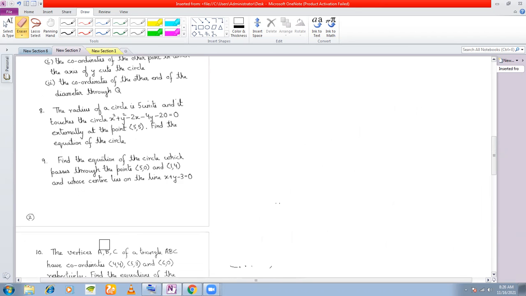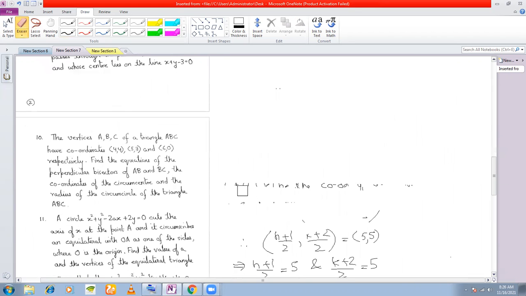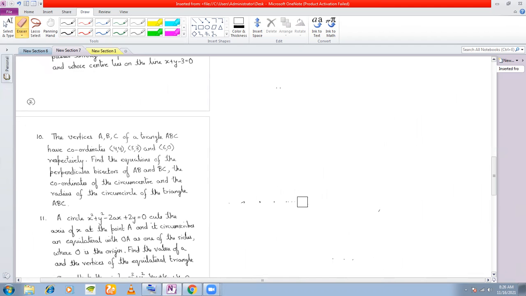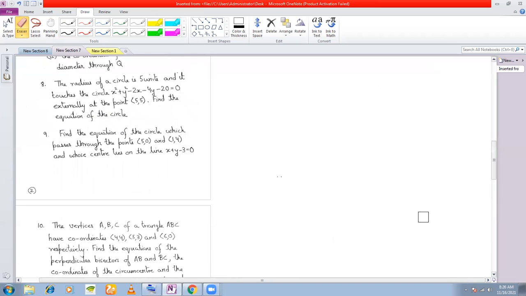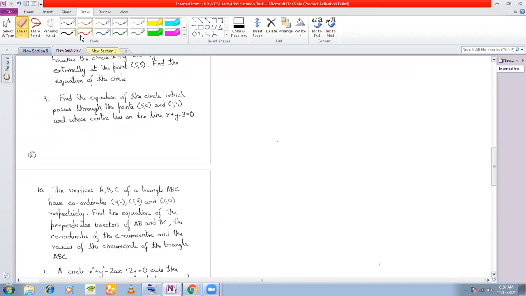Number 9. The question here is: find the equation of the circle which passes through the points 5, 0 and 1, 4. So 2 points are given on the circle. The circle passes through 5, 0 and it also passes through another point, 1, 4. And whose center lies on the line x plus y is equal to 3.